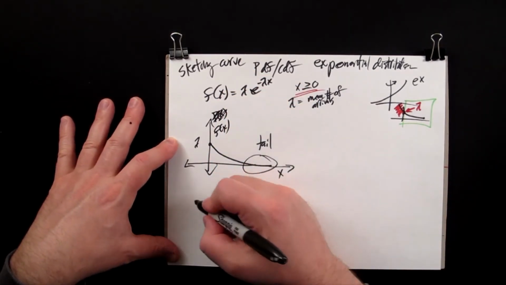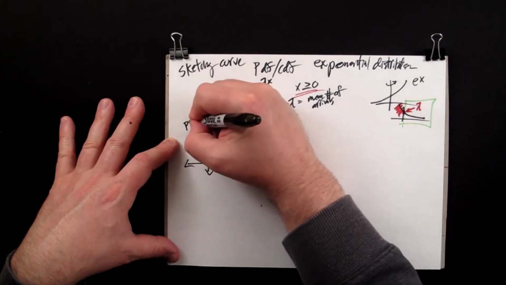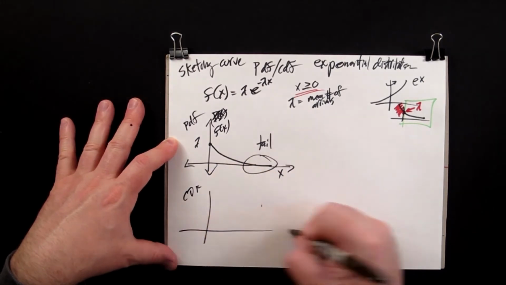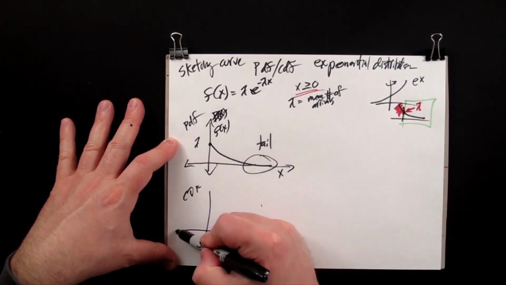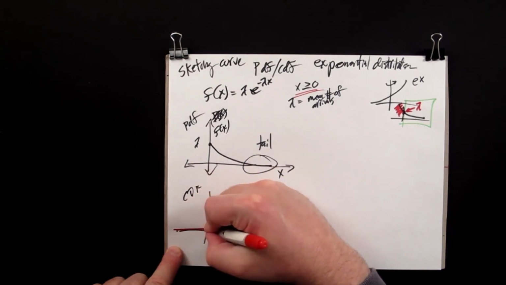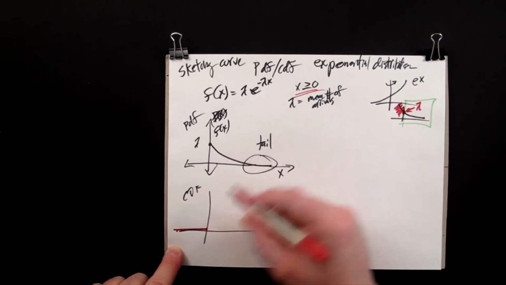Okay, what about the CDF graph? So this is the PDF graph. Now the CDF graph. Okay, so you have no chance of seeing an arrival before 0, right? So you can't have negative values for this.